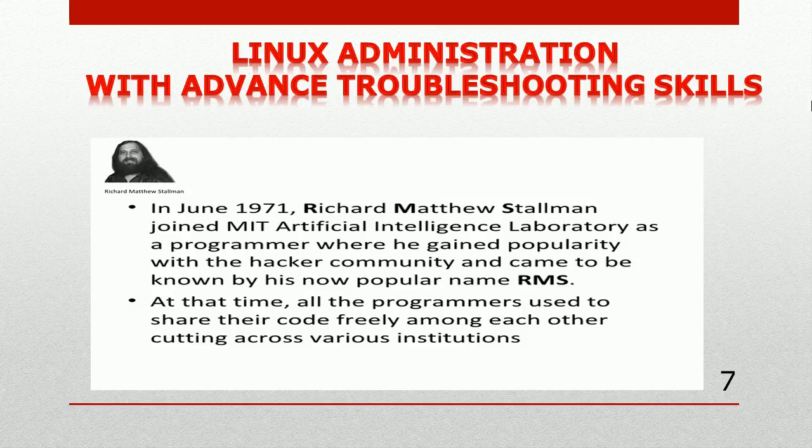Richard Matthew Stallman. In 1971, Richard Matthew Stallman joined the MIT Artificial Intelligence Lab, and he was a man with very good knowledge of hacking, known as RMS. At that time, in the 1970s, all the programmers used to share their code freely; people were creating code and it was freely available.